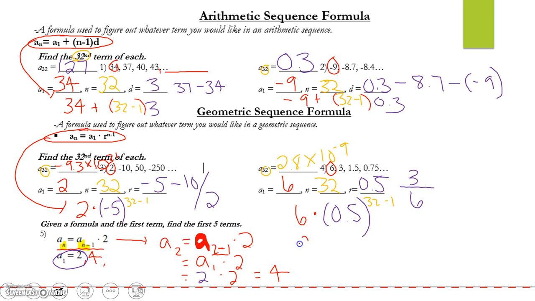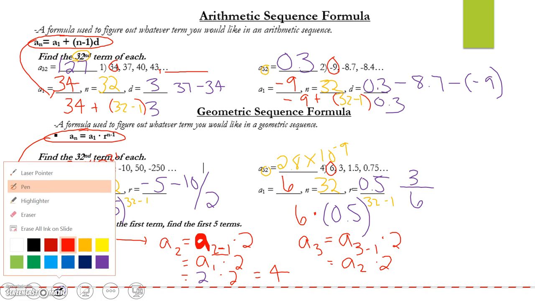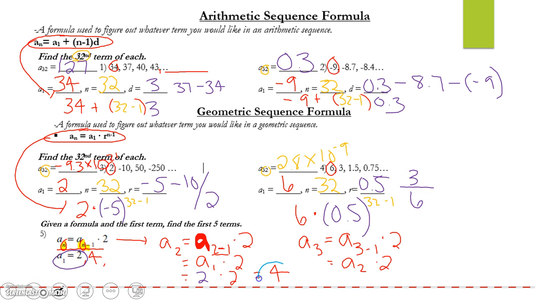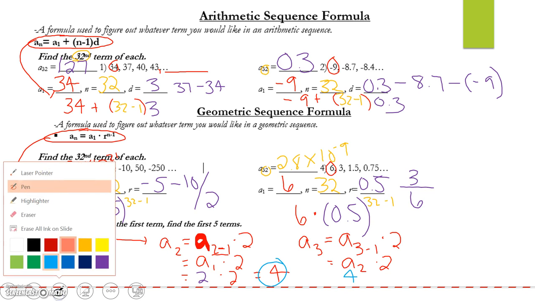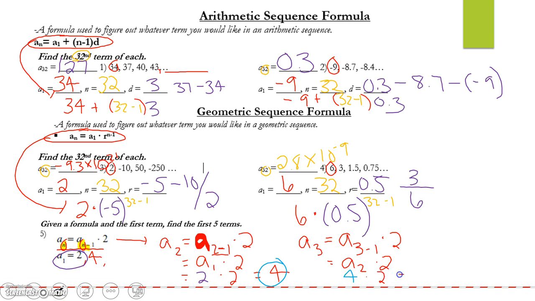Now let's find a sub 3. So I'm going to take 3 and I'm going to plug it in for both those highlighted yellow n's. So I just replace both these n's with 3. I'm going to simplify the bottom of this, so 3 minus 1 is 2. A sub 2, I already figured out a sub 2 is 4, so I'm going to plug in 4 for a sub 2 times 2. And so a sub 3 is 8.